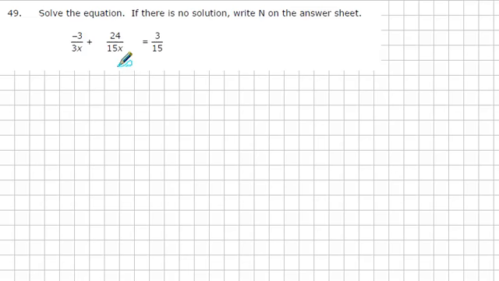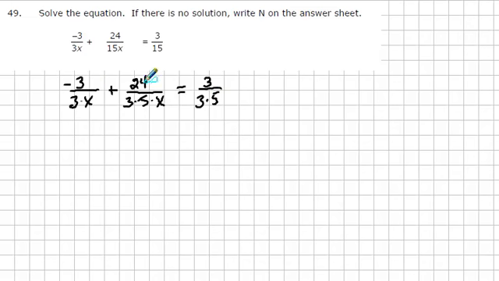In order to find the least common denominator, it's helpful to factor each denominator completely. So let's do that to begin with. For the first fraction, we have minus 3 divided by 3x, and 3x means 3 multiplied by x. For the second fraction, we have 24 divided by 15x, and 15 is 3 times 5, so we have 3 times 5 times x. For the third fraction, we have 3 over 15, and 15 is 3 times 5.